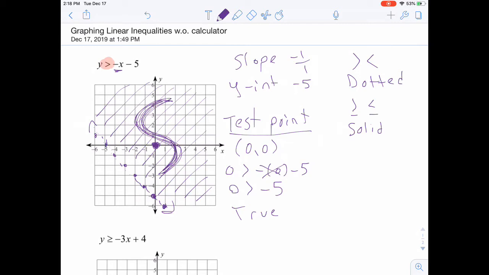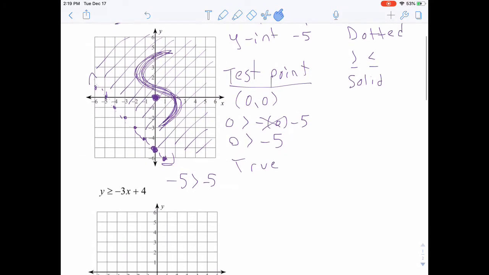If I were to pick a point that's on the line, for example, 0, negative 5, and plug it into my inequality, I would get negative 5 is greater than negative 5, which is not true. So a dotted line means that points on the line are not solutions.